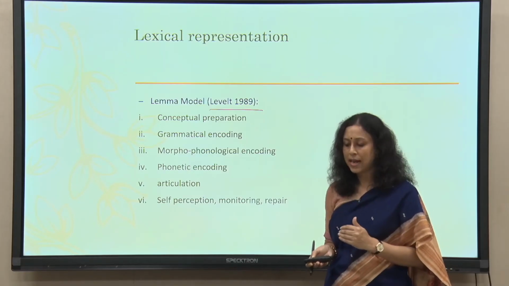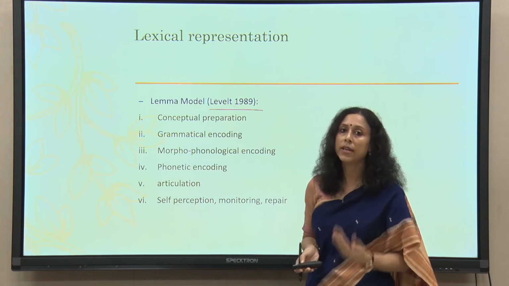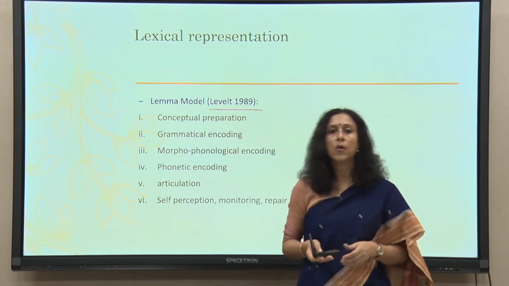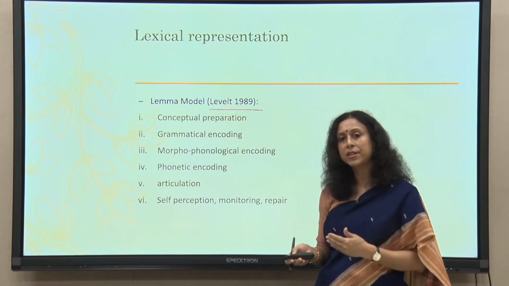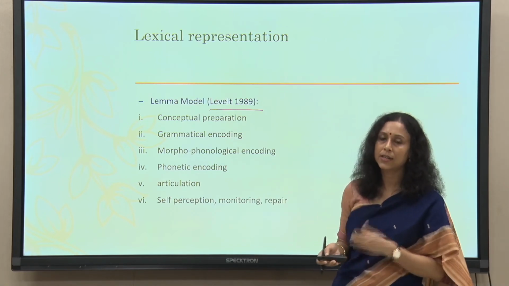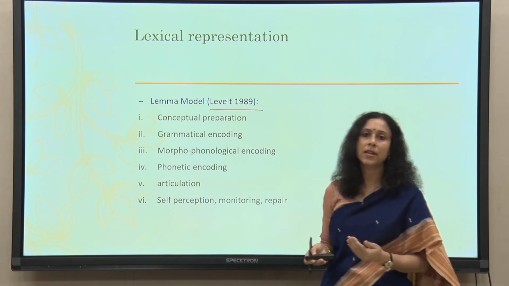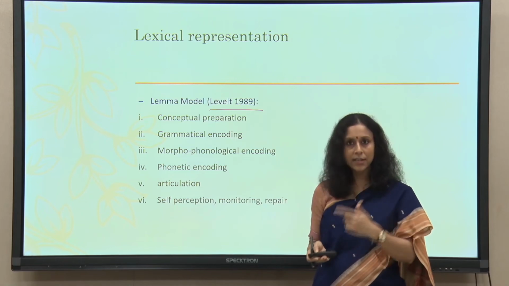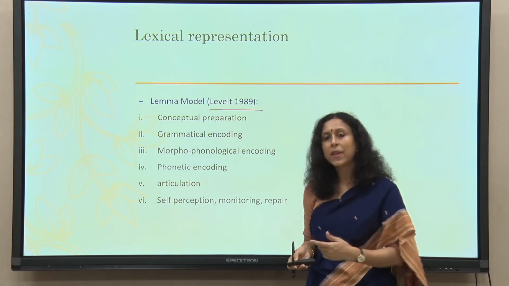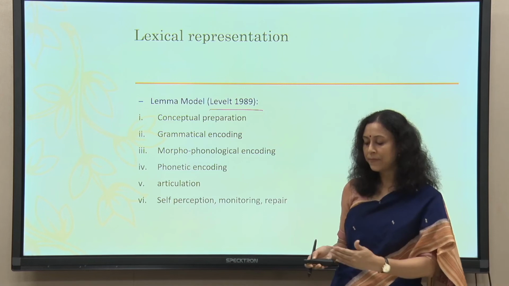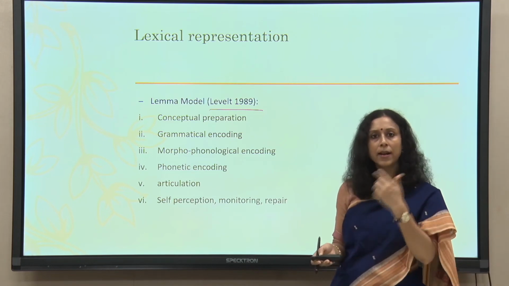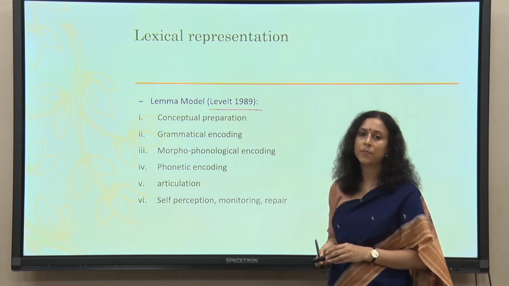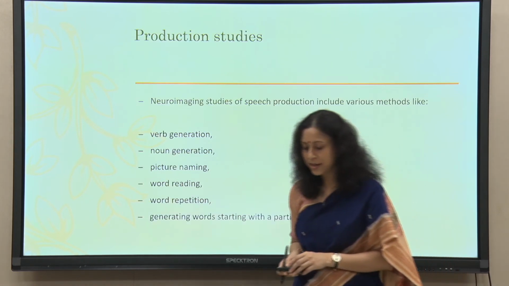Once articulation happens, the speaker is also a hearer; the person who is speaking also hears his own articulation. So, self perception, monitoring and repair happen after that. All of us are aware that when we have said something wrong, we will immediately correct it. That is also part of the loop. The moment articulation happens, then self perception, monitoring, and then repair, and the same process goes again. This is a simplified version of a rather complex model, but it takes care of the primary aspects.